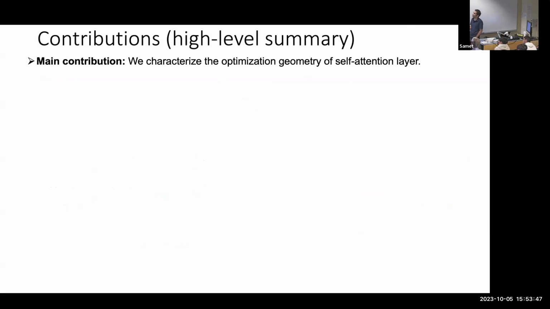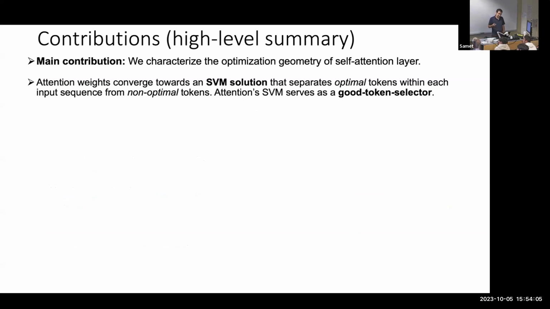So what are the contributions? I will summarize the main contribution. We characterize the optimization geometry of the self-attention layer, specifically focusing on the KQ aspect. In other words, I'm letting the value weights be fixed. We have some discussion on that, but that's the other paper. What we find is that attention weights converge to an SVM solution that separates optimal tokens, and we will define what is optimal, because when you say optimal token, it raises suspicion. Attention goes to an SVM solution that separates optimal tokens from non-optimal tokens. So attention converges to a support vector machine problem, but normal support vector machines separate plus from minus, negative labels from positive labels, whereas this one will separate some elements of the sequence from other elements of the sequence.